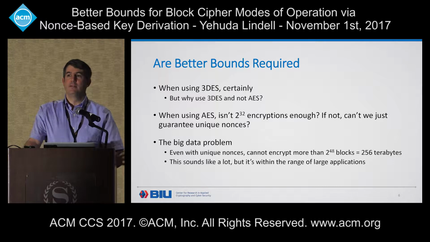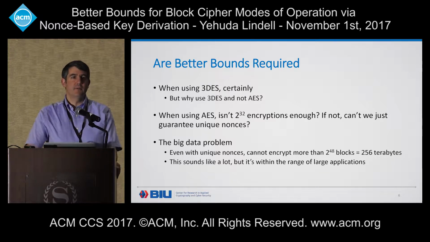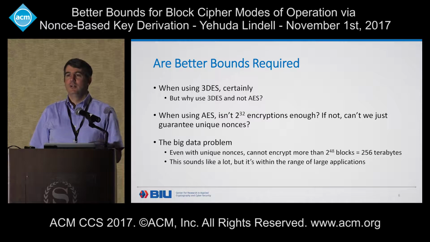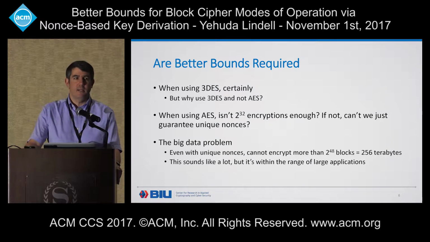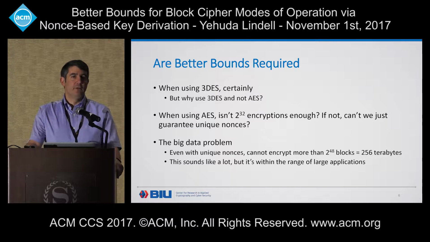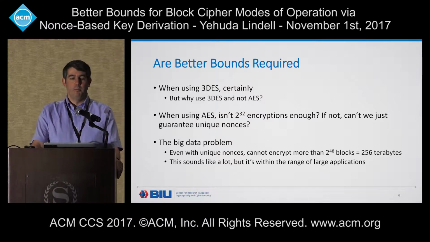If we're using triple DES, then for sure, because with a 64-bit block, we get failures very, very early. But why use triple DES? We can just move across to AES, and if we're already proposing some change to something that's being deployed, then make a bigger change and just use AES, and the problem goes away. And if we're using AES, we have now a 128-bit block.